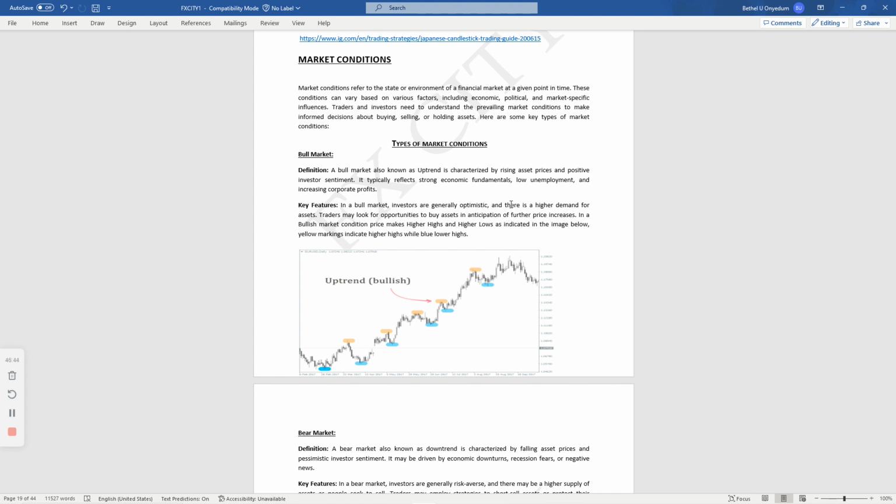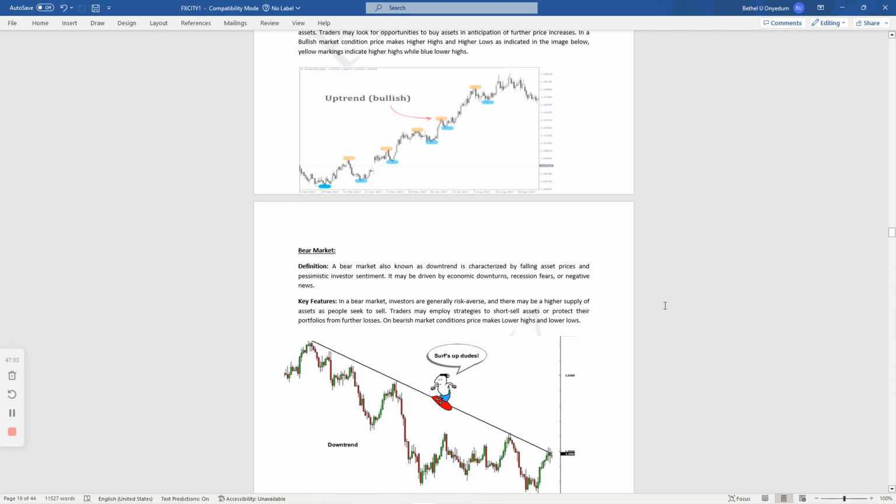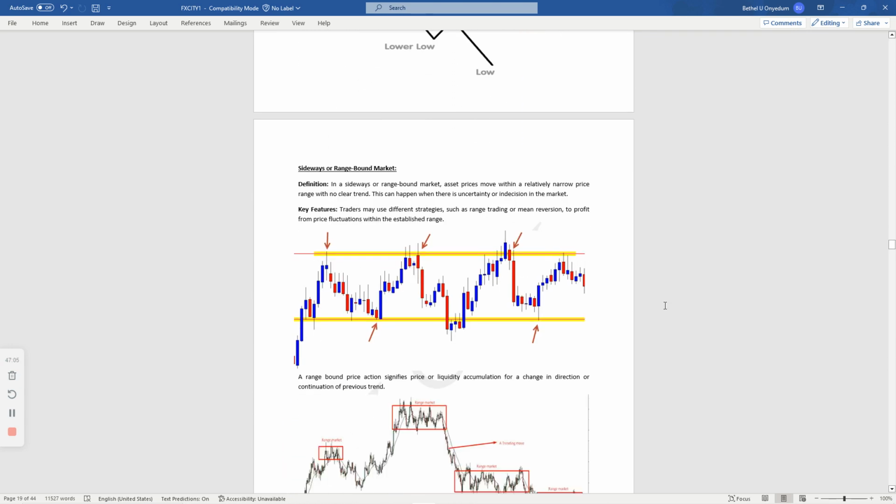If you check during the Russia Ukraine wartime, gold was just going up. I think gold reached about $2,000 per ounce during that time, and now it's coming down because everything is stable. Gold has been dropping a lot. So we have bullish markets, we have bearish markets, and we have ranging markets.